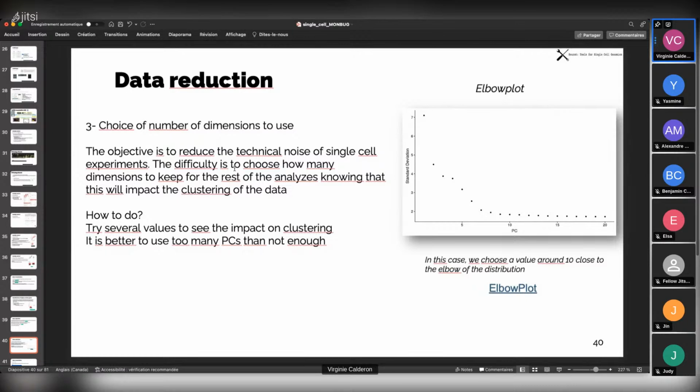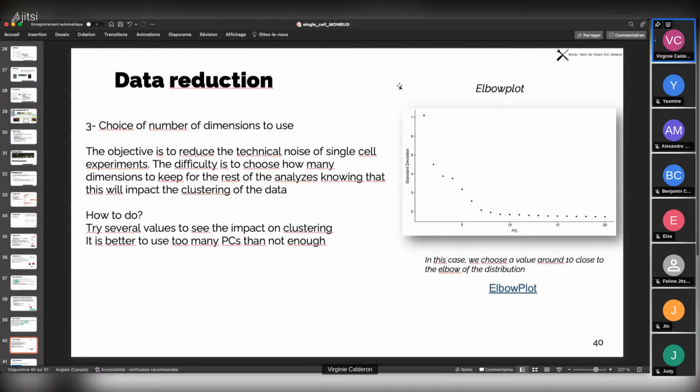So why do we need to do that? Because this will impact the clustering of the data. So we need to see which information we keep for the clustering. How to choose? There is one thing we can do: an elbow plot. It's another Seurat function that will draw this type of graph with the PCs and the standard deviation associated with each PC. So you know what amount of standard deviation each PC will explain.